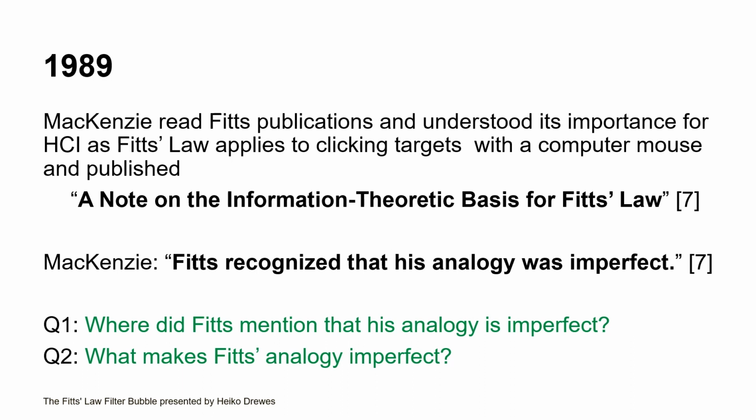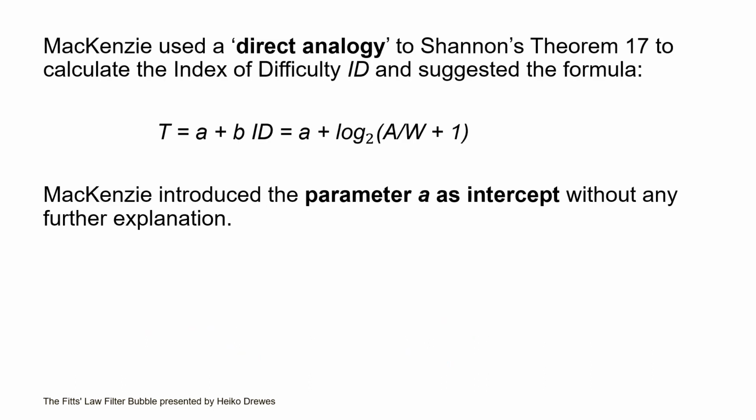However, MacKenzie was not satisfied with Fitts's formula and wrote that Fitts recognized that his analogy was imperfect. This raises the question: where did Fitts mention that his analogy is imperfect, and what makes Fitts's analogy imperfect? MacKenzie argued that the 2 does not avoid negative IDs and that it needs a +1 to achieve this.